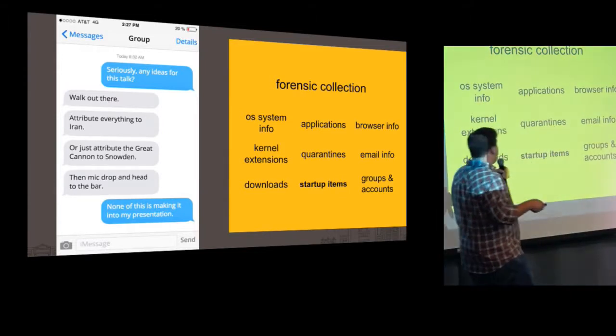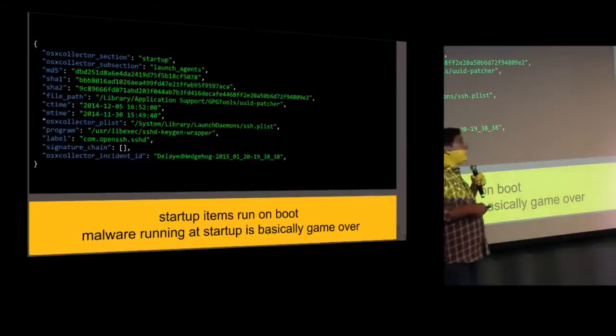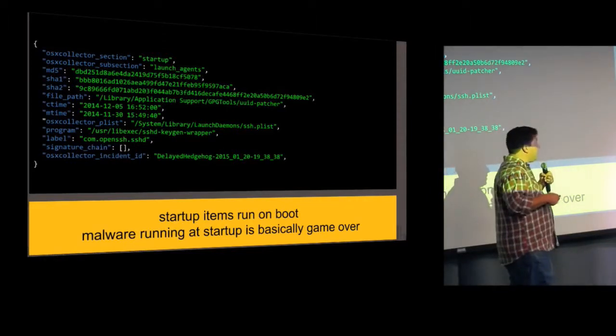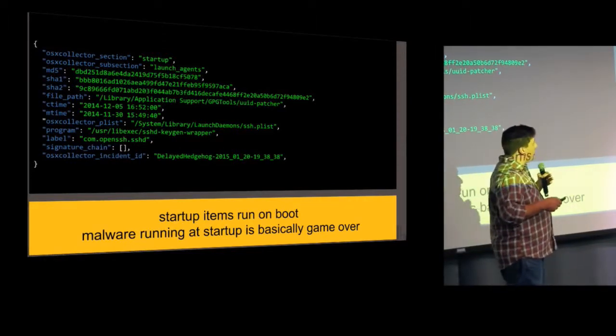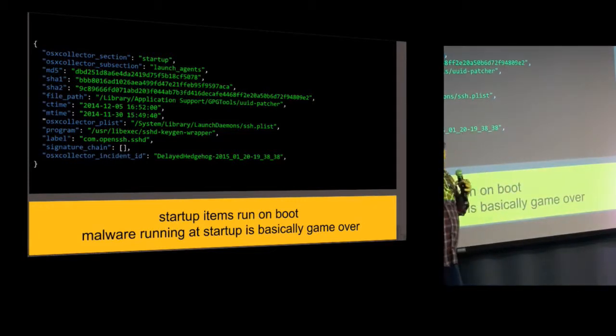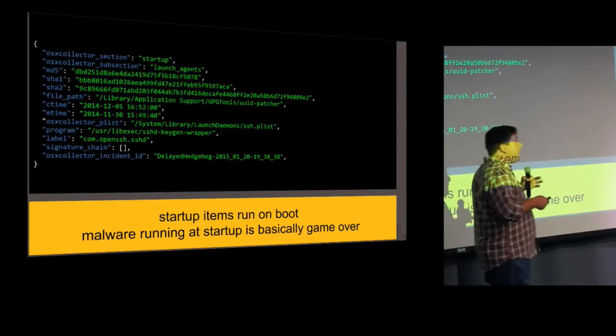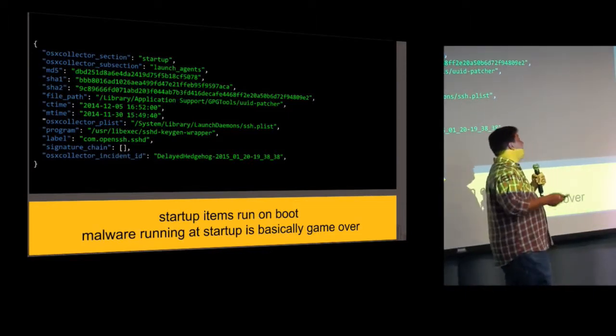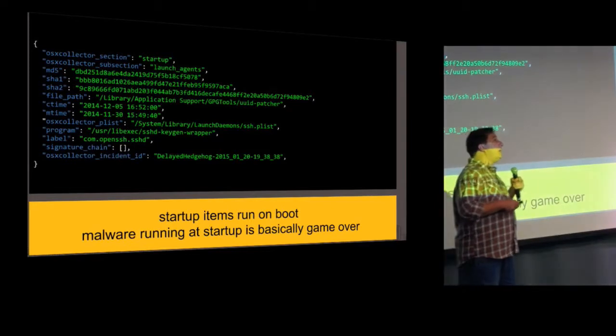So let's talk about startup items. There's a lot of ways to get stuff to run on boot in OS X. You probably know lots and lots of them. Launch daemons, startup daemons, all sorts of good stuff. So OS X Collector goes through all sorts of different things, I don't know, 10, 12 different ways that apps persist and launch at boot, and tries to enumerate what's installed on a machine.